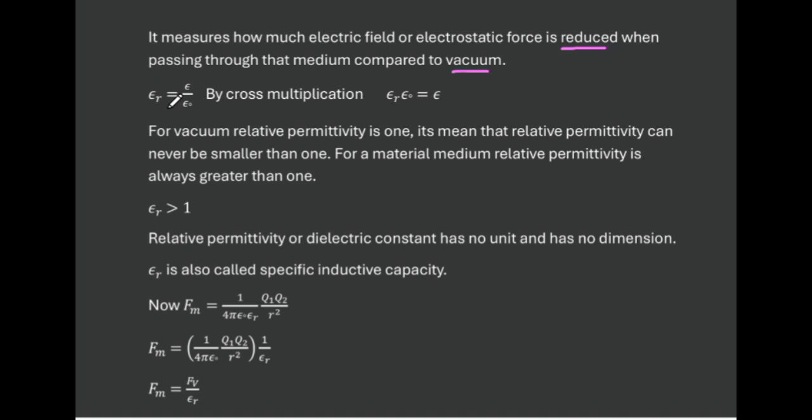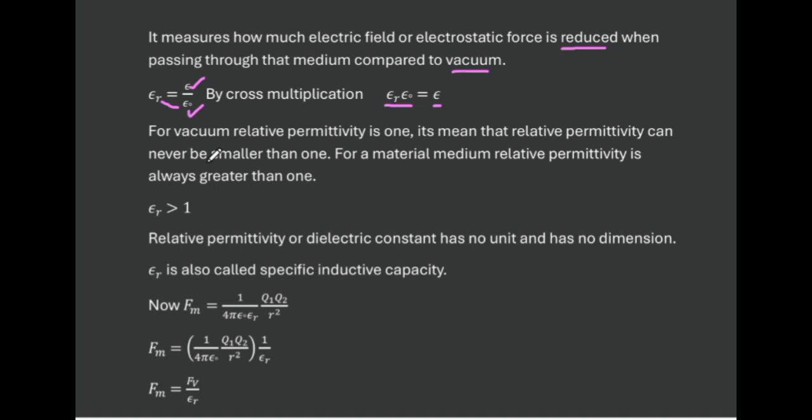The general formula for relative permittivity is epsilon r equals epsilon divided by epsilon naught. Epsilon is the permittivity of a material medium, and epsilon naught is the permittivity of free space, which is equal to 8.85 multiplied by 10 to the power minus 12. By cross multiplication of these two terms, epsilon is equal to epsilon r epsilon naught.